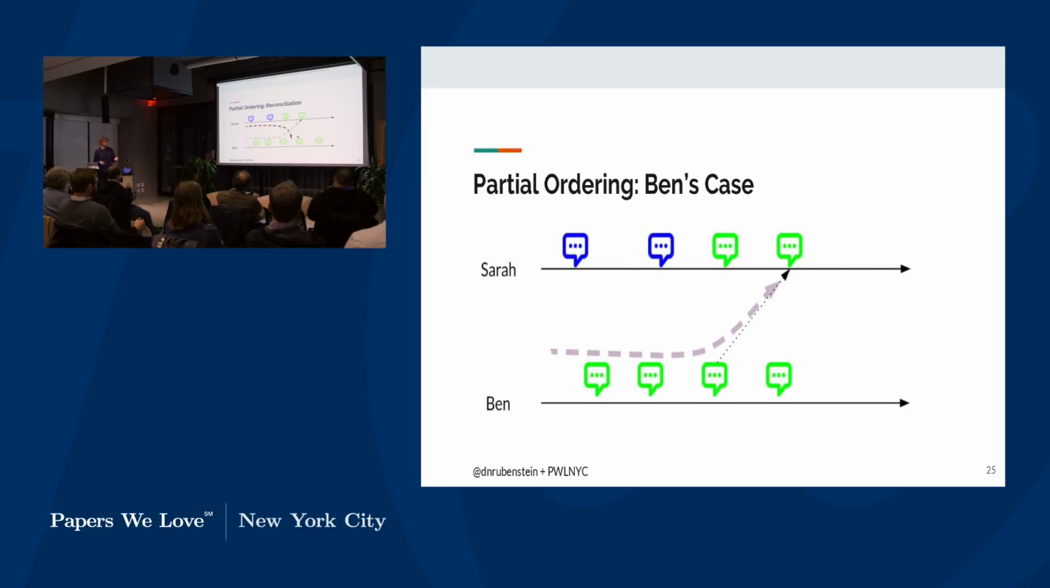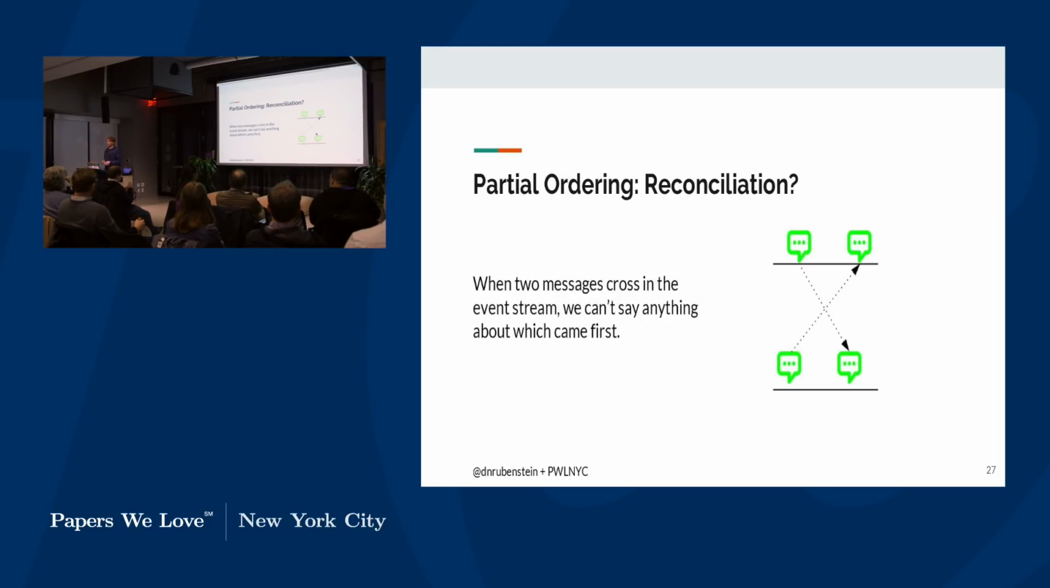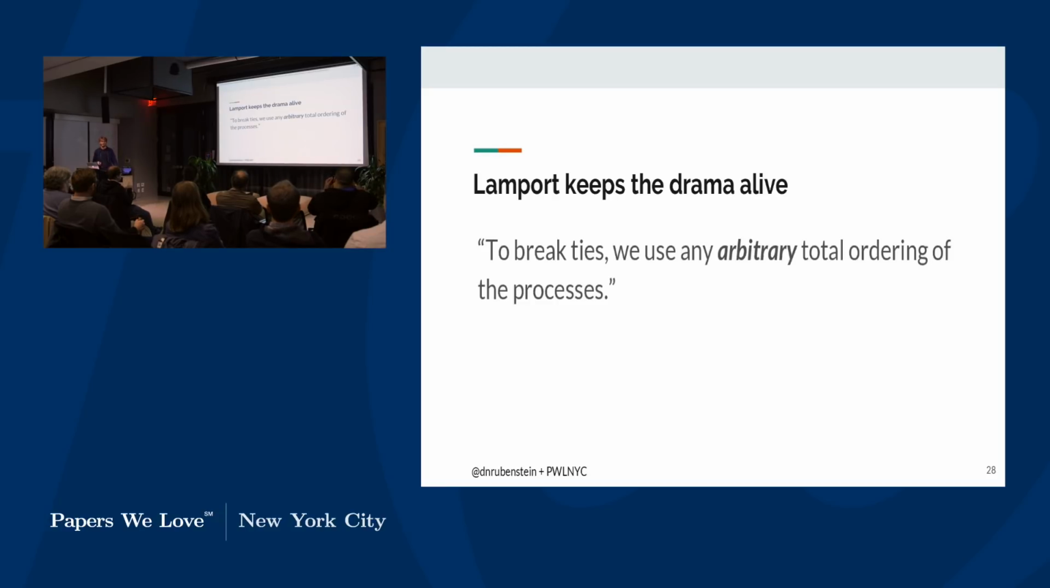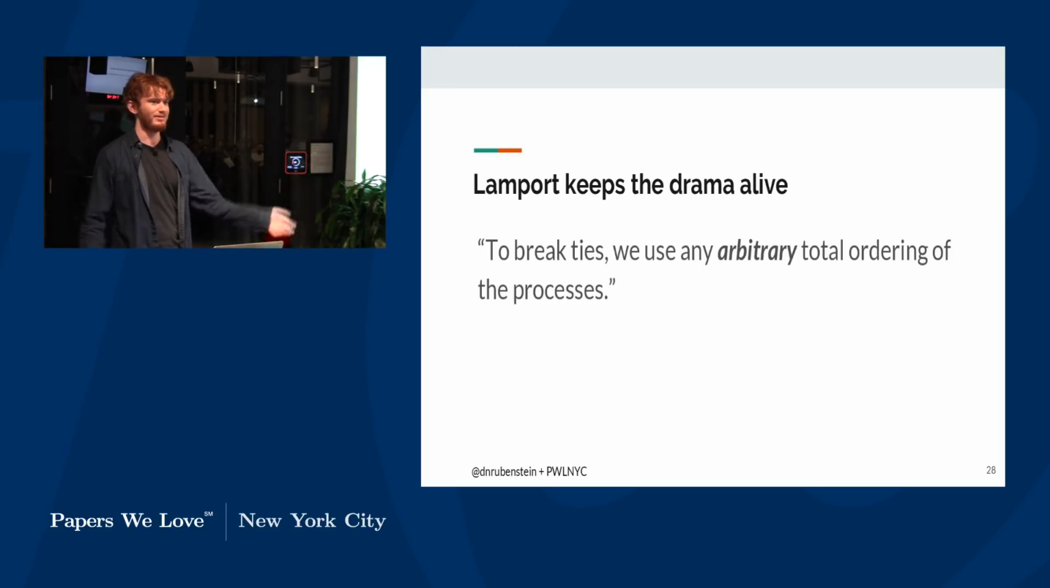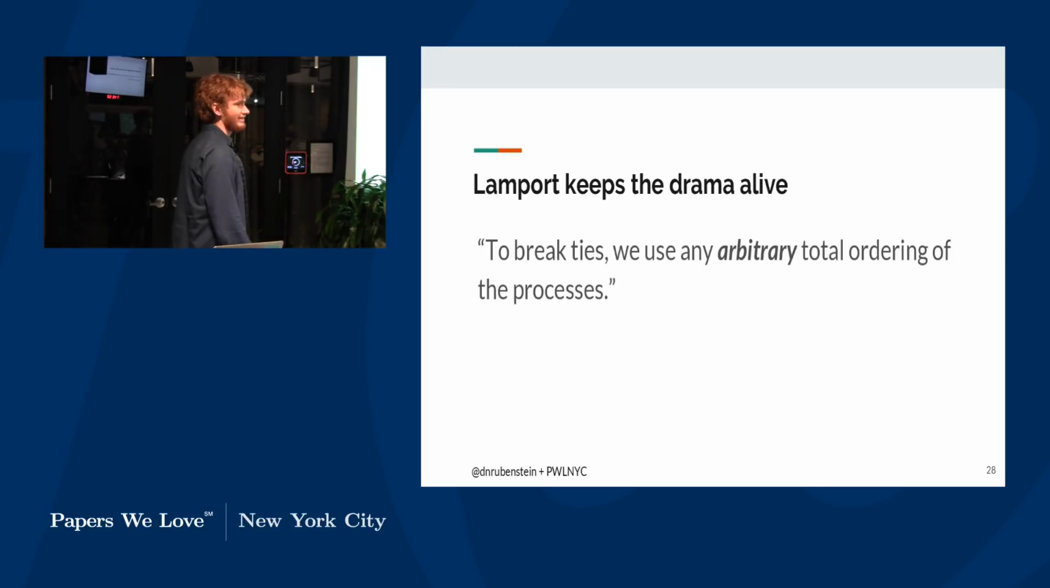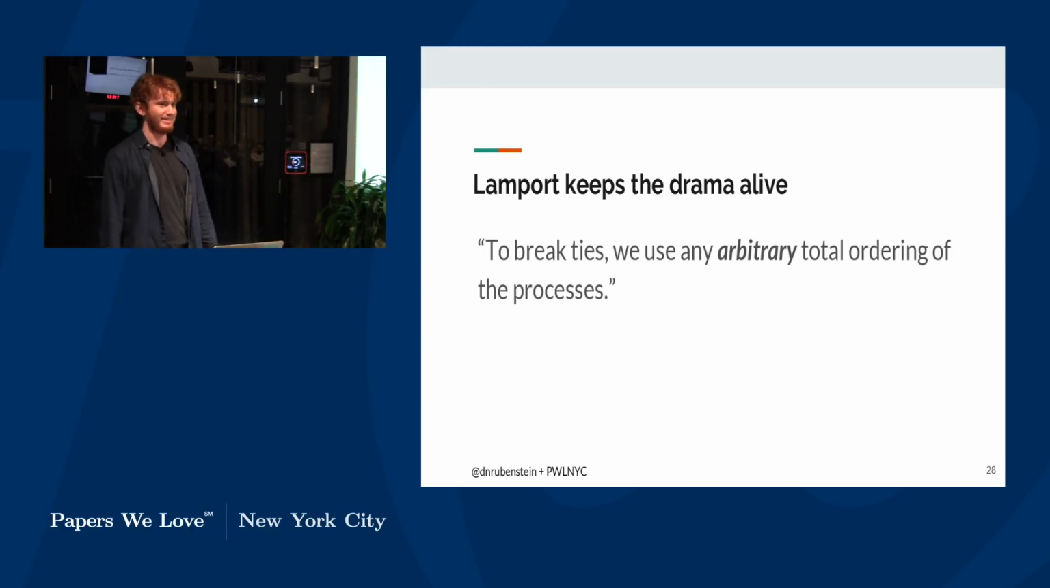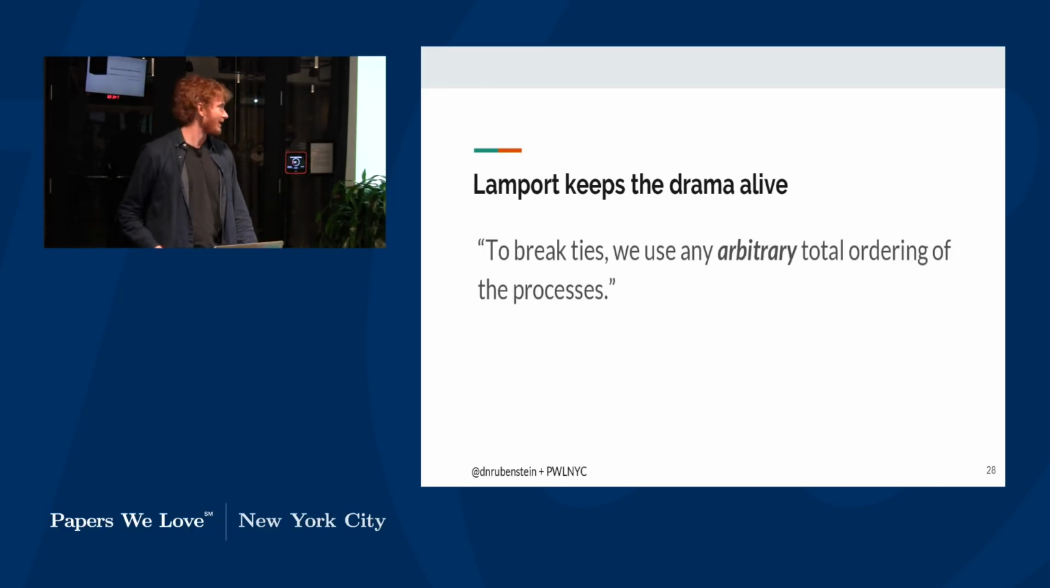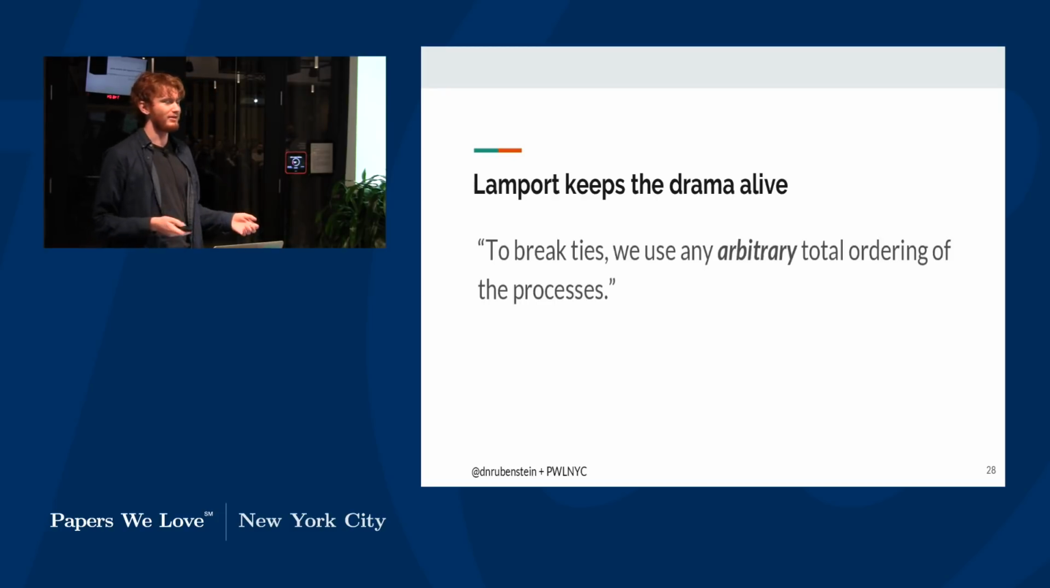So how do we reconcile these 2 things? It's kind of a mess in the middle here. And unfortunately, the depressing kicker of this talk is that when 2 messages cross in the event stream, we actually can't say anything about which one came first. Kind of a bummer for Ben and Sarah in that their game was a little bit underspecified. And Lamport acknowledges this, right? This is a quote from the paper. We use any arbitrary total ordering of the processes. He sort of throws his hands up and says, well, I guess you can just pick one. Not super helpful for us, but because Ben and Sarah are 12-year-olds, I'm sure they'll have no problem coming up with an arbitrary ranking of the 2 of them. So not super great for Ben and Sarah.